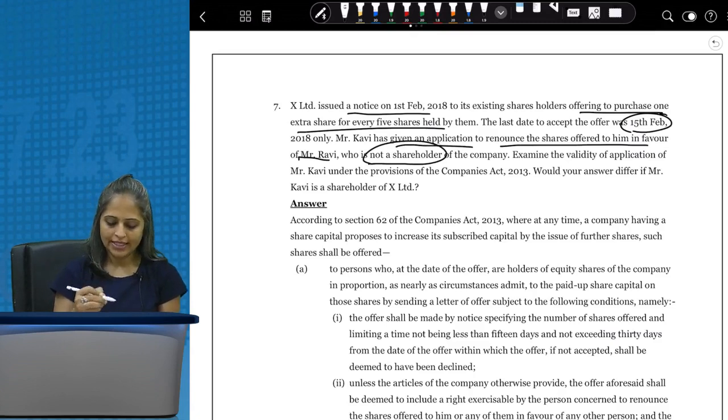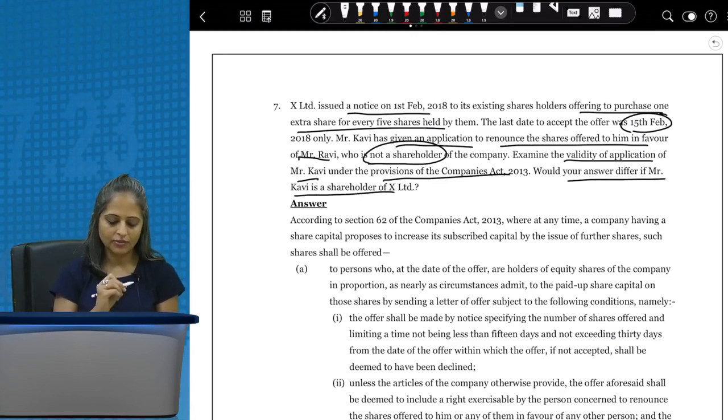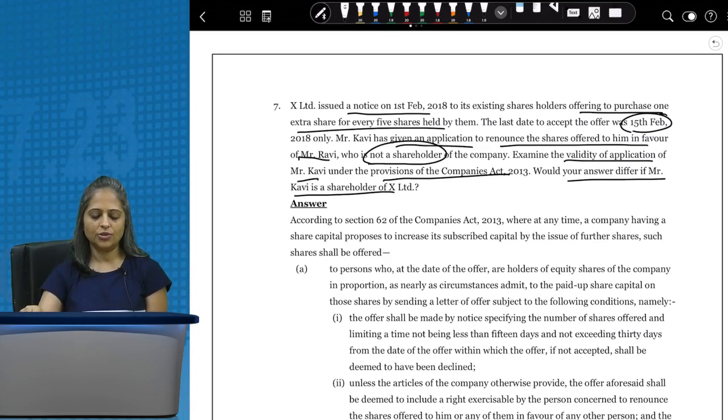Examine the validity of the application of Mr. Ravi under the provisions of the Companies Act. Would your answer be different if Mr. Kavi is a shareholder of X Limited? So here, what is the question asking you? It's testing your knowledge on the concept of rights issue of shares.